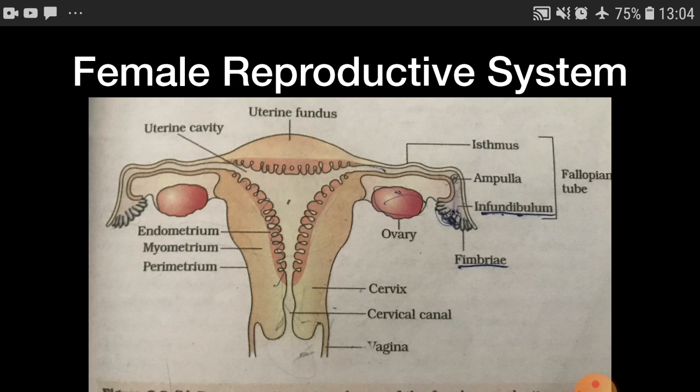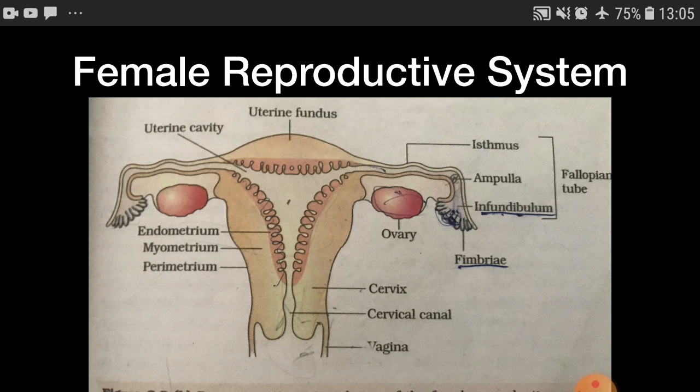The wall of the uterus has 3 layers of tissue: the external thin membranous perimetrium, middle thick layer of smooth muscles myometrium, and an inner glandular layer called endometrium that lines the uterine cavity. The endometrium undergoes cyclical changes during menstrual cycle, which we'll discuss a little later, not in today's lecture, while the myometrium exhibits strong contraction during the delivery of the baby.